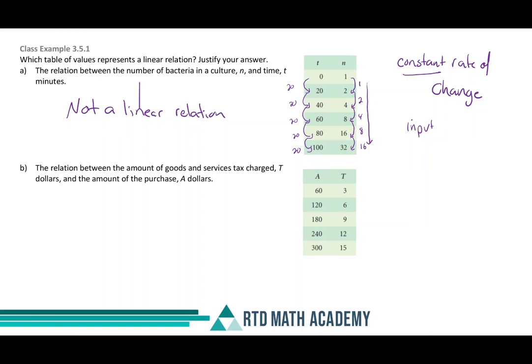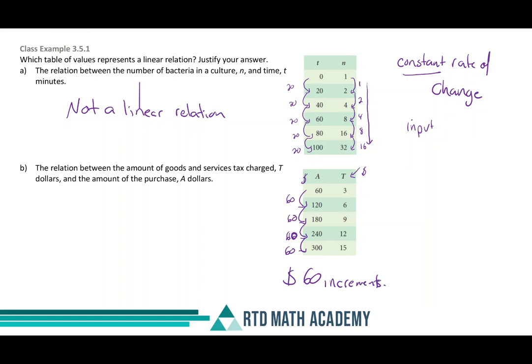For question B, let's take a look at the relation between the amount of goods and service tax charged, which is T, so this is the amount of money being charged, for the purchase amount, so that's the dollar amount for the actual purchase price. So let's just see if it's going to be consistent in our inputs. We can see that it's going from 60 to 120, 120 to 180, 180 to 240, 240 to 300. So every $60 increment, 60, 120, 180.